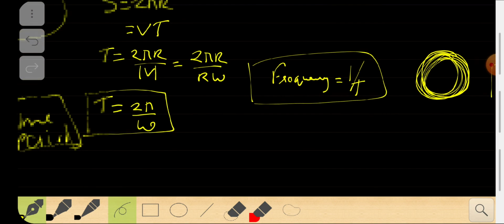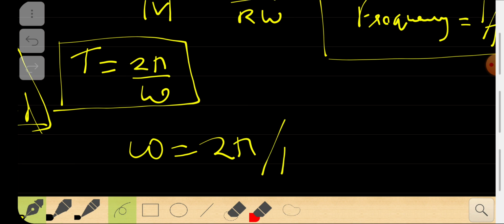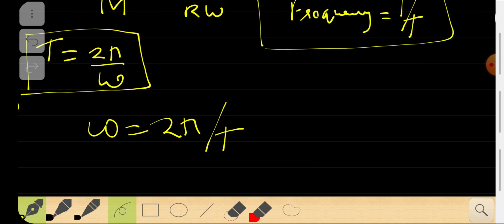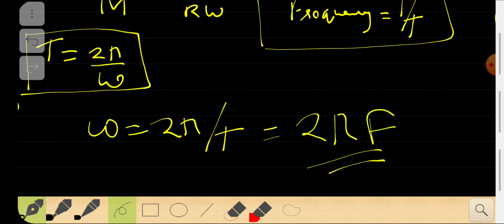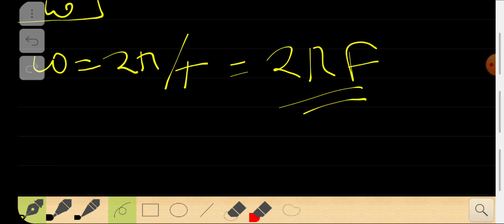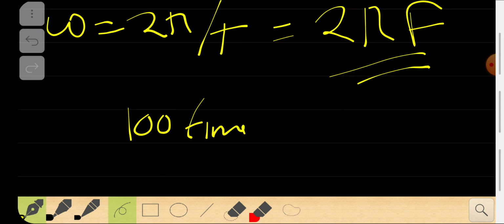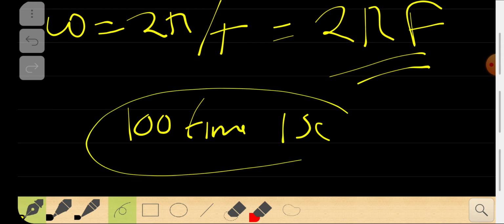Now you can use that to your advantage. Here, t is equal to 2 pi by omega, so omega is equal to 2 pi by t. And 1 by t is equal to frequency, you can call it f if you want. So it's 2 pi times f, and that's omega. So you have a new quantity, 2 pi f, which is omega. If you are given a frequency like 100 times in 1 second, you multiply it with 2 pi, and you get the omega, right?